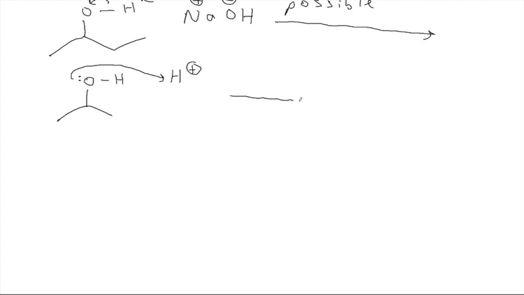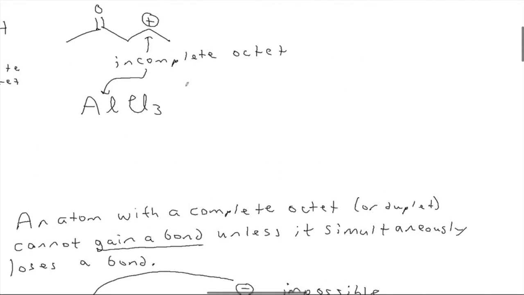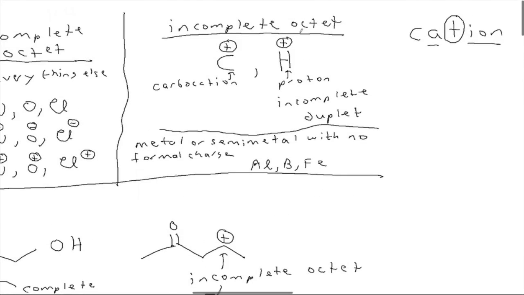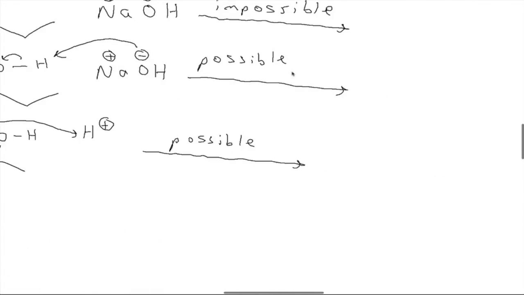Is this arrow possible? Yeah. Even though this hydrogen is not losing a bond, it's okay for it to gain a bond because we said that H plus was one of the things that has room for more electrons. H plus has an incomplete doublet, so it can gain a bond without losing a bond.